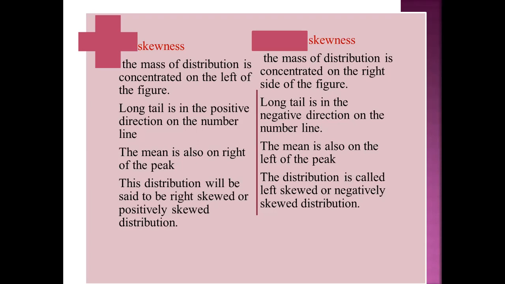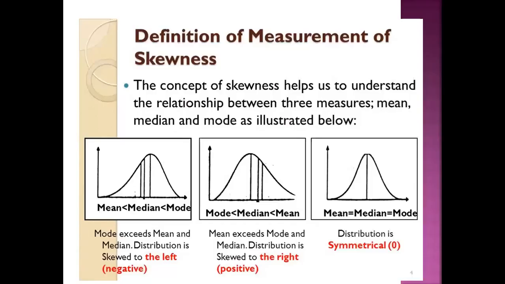Whereas in negative skewness, the mass of the distribution is concentrated on the right side of the figure. The long tail is in the negative direction on the number line, and the mean is also on the left side of the peak. So this distribution is called a negatively skewed distribution.